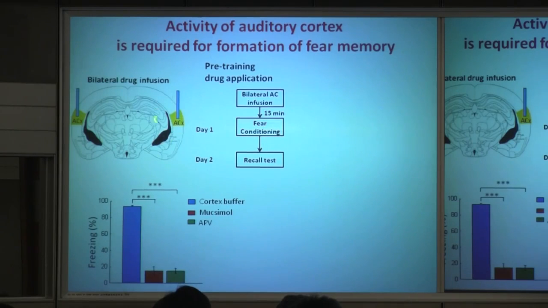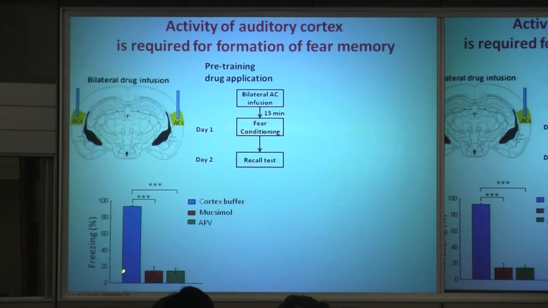Now, the activity of auditory cortex, you might imagine, might be important because that's where the sound comes in. So we first do a simple experiment. We infuse drugs into the auditory cortex, both sides. So we block the activity in the auditory cortex before we apply the conditioning, before we pair the stimulation.